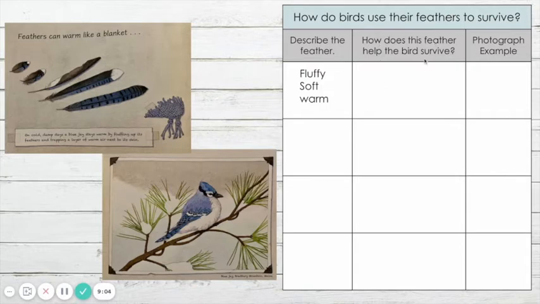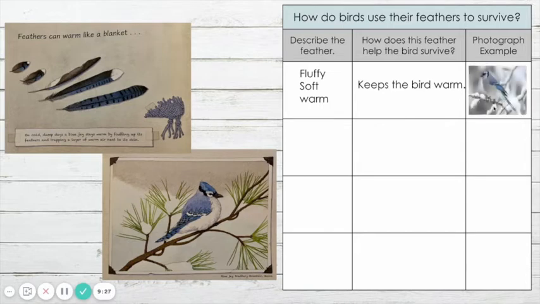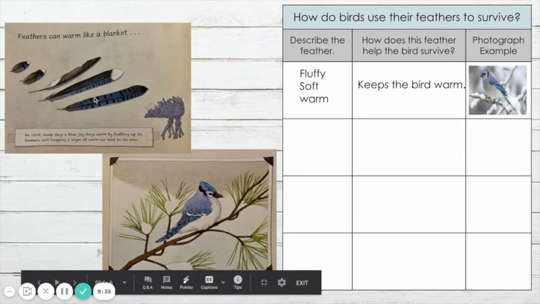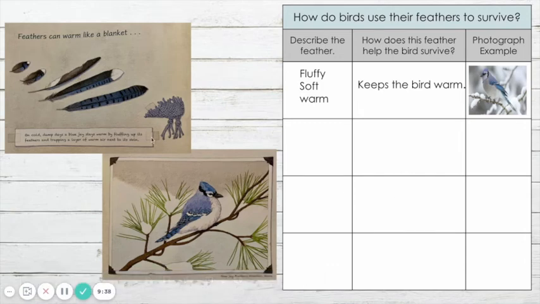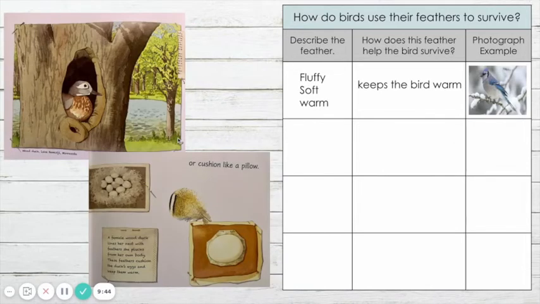How does this feather help the bird survive? Well, I can tell that my bird here is in a cold environment. And if his feathers can warm like a blanket, then the feathers must help him keep warm. I'll put keeps the bird warm. And I'd like to put a blue jay, a real blue jay, as my photograph. Nod your head if you understand how we're going to use this table to help us keep track of our research of closely looking at the pages. Good. Let's go to the next one.